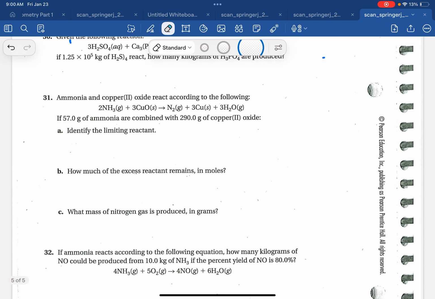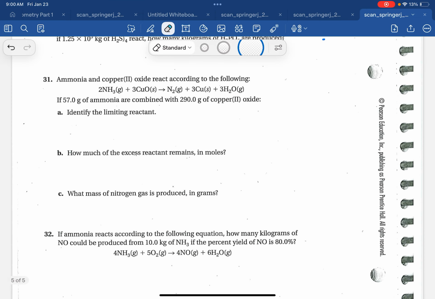Alright, we're ready for number 31. 31 has been a difficult one for me this morning. I've got it all worked out. I just can't get it to work out on the video. So we'll see how it goes on this attempt.